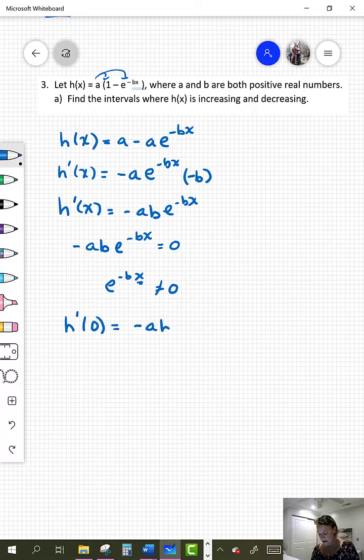So just plugging in any value for x. So we get negative a times b e to the negative b times 0. This is equal to negative ab. Well, e to the 0 is 1. We know a and b are both positive, so this times the negative in front we know is less than 0. So this is strictly decreasing.